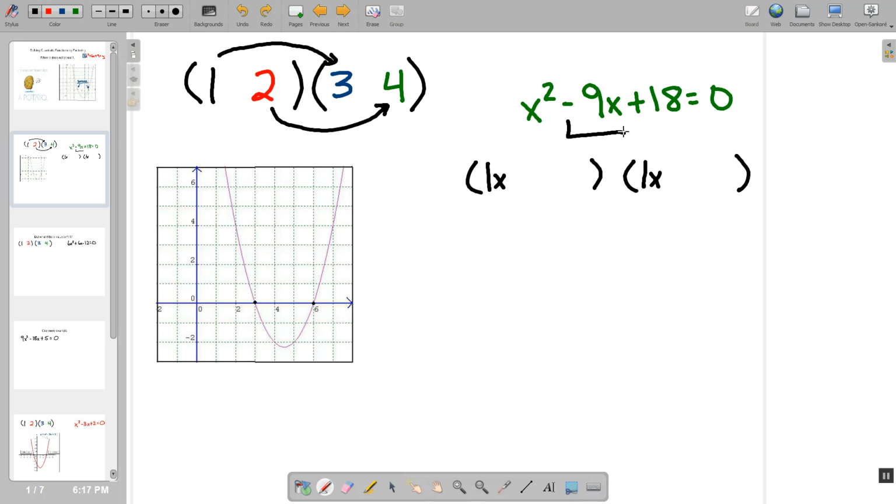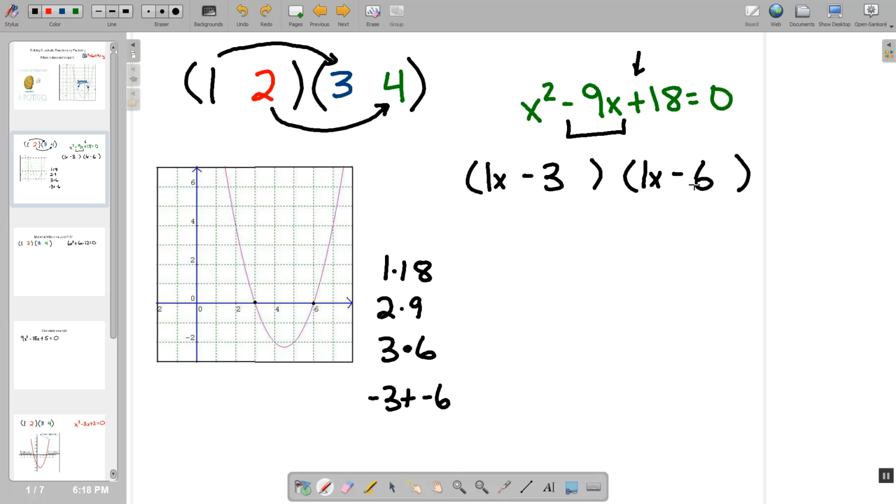Then to create the middle term, we need to look at the factors of the final term, which in this case is 18. So we had 1 times 18, 2 times 9, and 3 times 6. We needed a way to create negative 9 from those factors. But because this was a positive sign, we need to either be adding 2 positives or adding 2 negatives. In this case, we're going to add 2 negatives, negative 3 plus negative 6. And our final product looked like this.